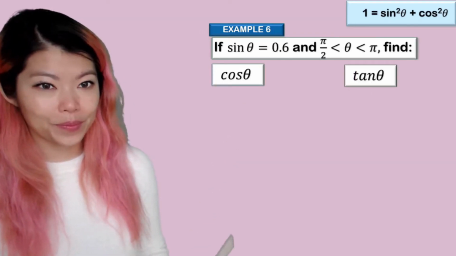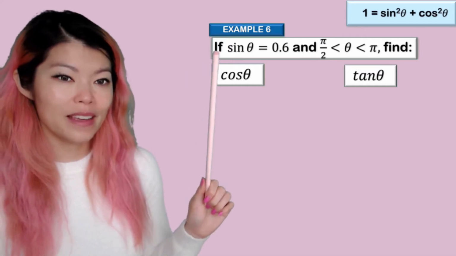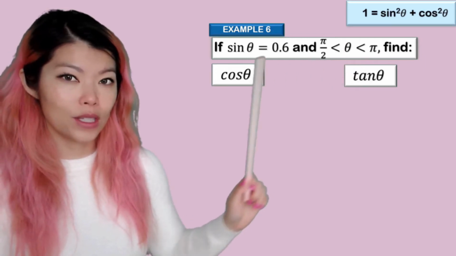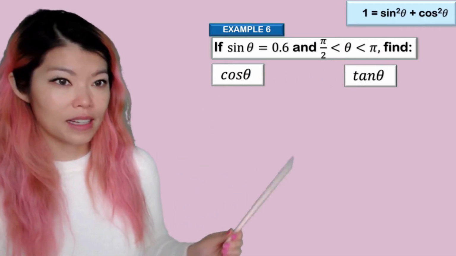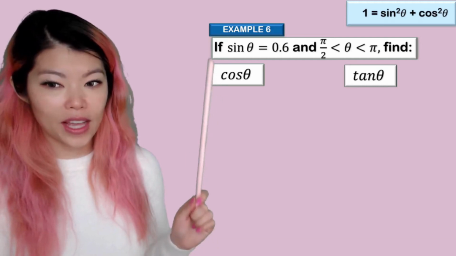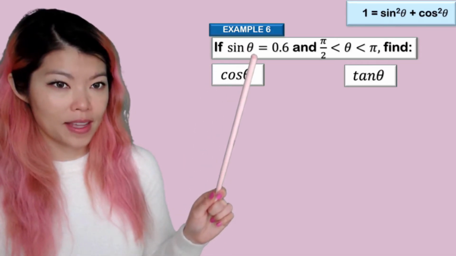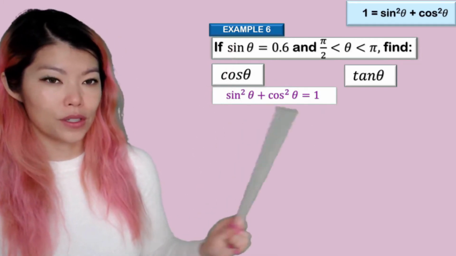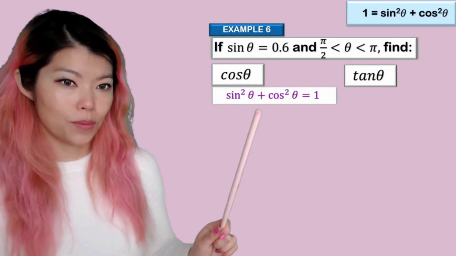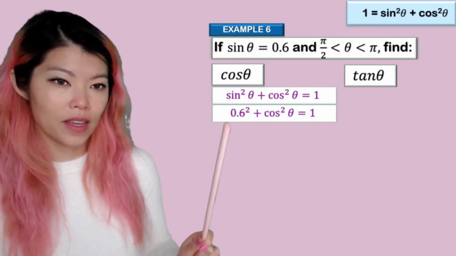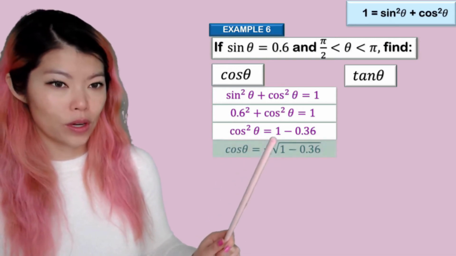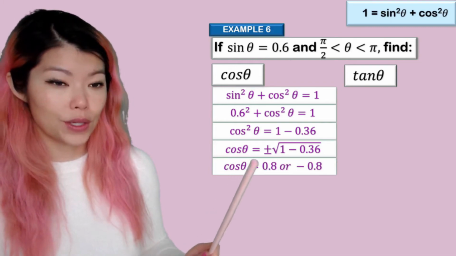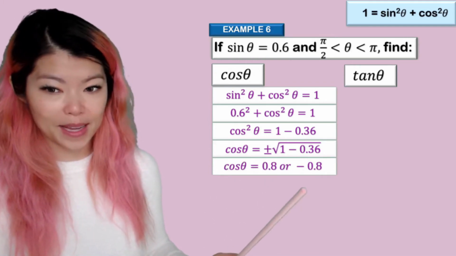Example 6. This is the last example, so bear with me. If sine theta is equal to 0.6 and theta is between pi on 2 and pi, so which quadrant are we in now? We're in the second quadrant. Find cos theta. Now if I have sine theta, then we use sine squared plus cos squared equals 1. Sine theta is 0.6, so put 0.6 in here. Bring the 0.6 to the other side, square root both sides, and don't forget your plus or minus. Now we have cos is equal to 0.8 or negative 0.8.